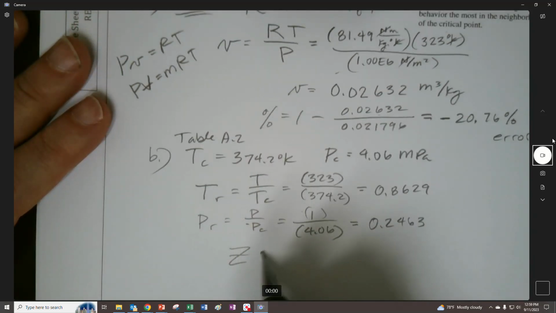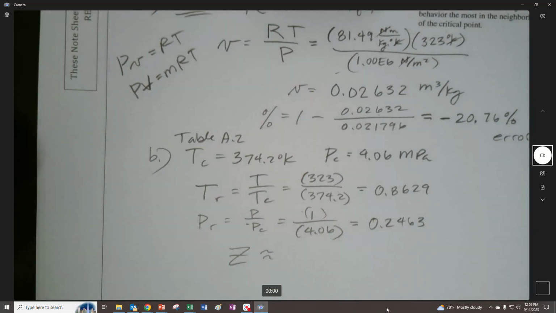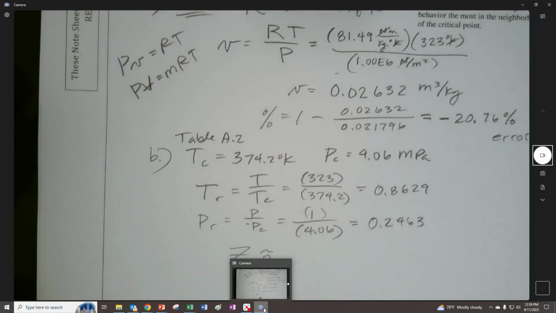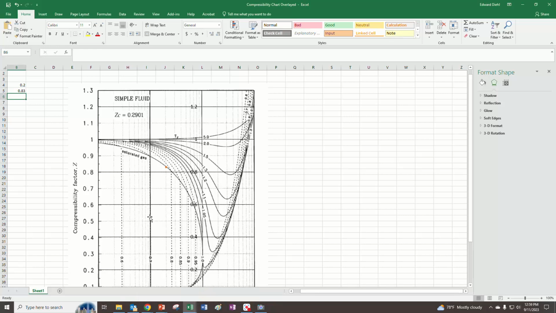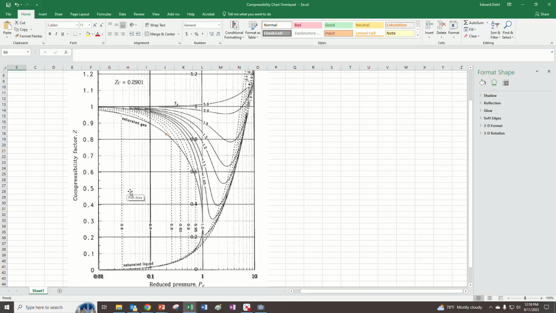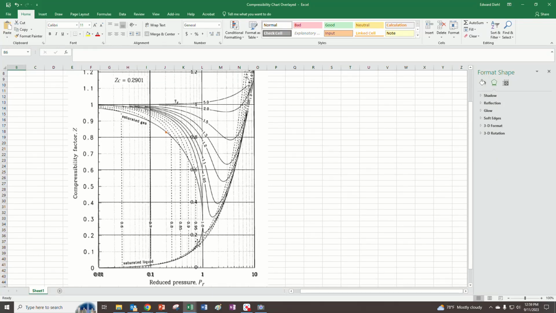We need to find the Z. We're going to go ahead and do it through this, right in here. All right, so the TR is close to 0.85.